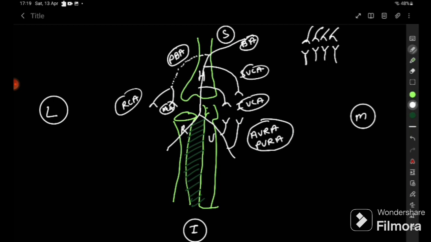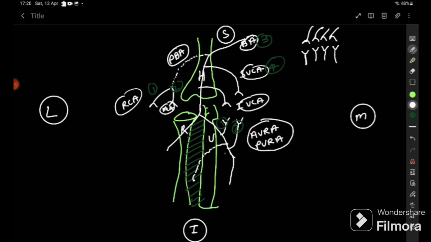So we have seen the four descending arteries. One was this, second one was this, third was this, and fourth was this. And we have seen two ascending arteries. First is this, second one is this, and now we need two more ascending arteries in order to complete the anastomosis. So this ulnar artery then divides into the anterior interosseous artery and the posterior interosseous artery.